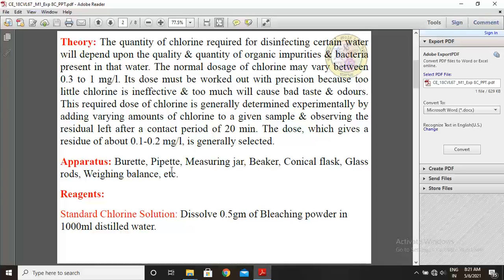Apparatus. Which apparatus are required? Burette, pipette, measuring jar, beaker, conical flask, glass rods, weighing balance, etc. Which reagents are required? In this experiment, standard chlorine solution is required. This is how to prepare the standard chlorine solution: dissolve 0.5 gram of bleaching powder in 1000 ml distilled water. So this is the reagent, the standard chlorine solution.